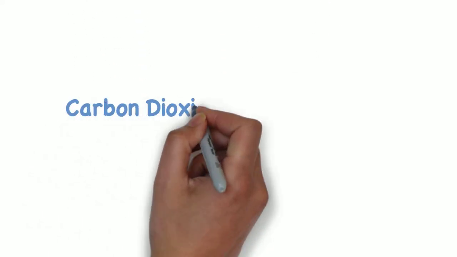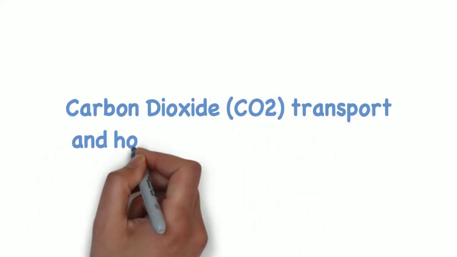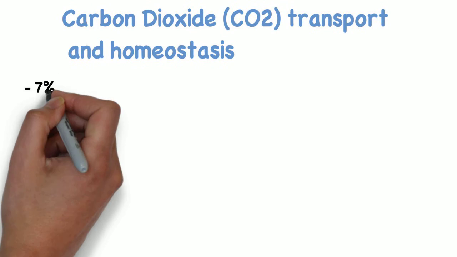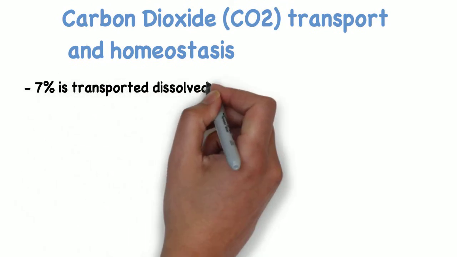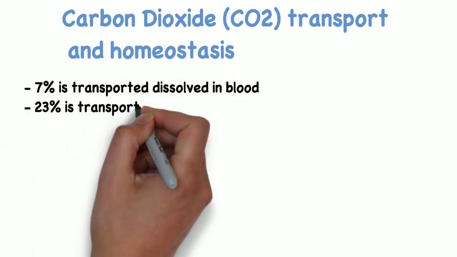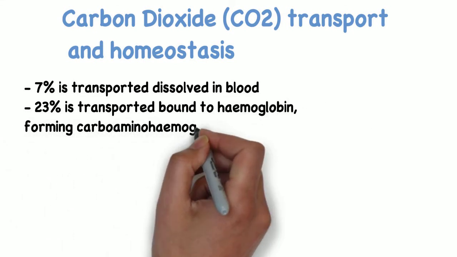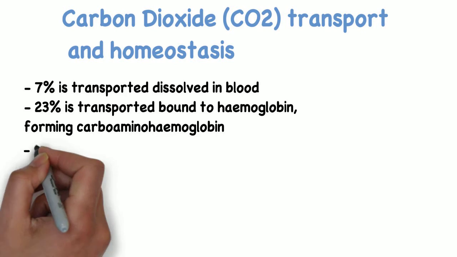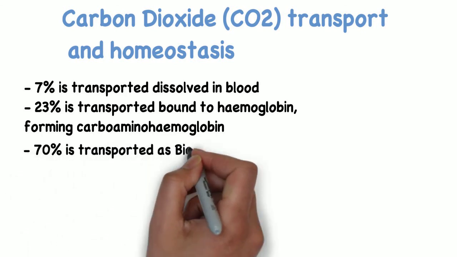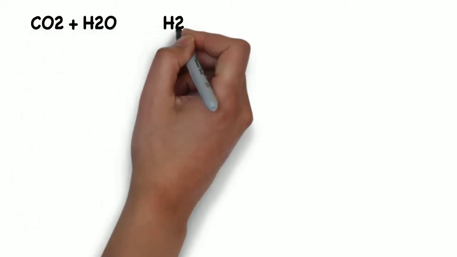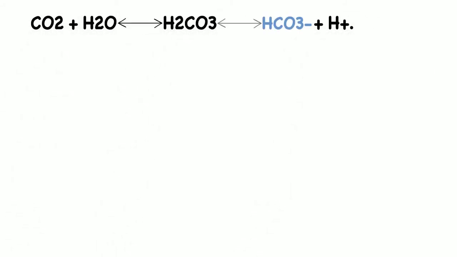Now let's talk about carbon dioxide transport and homeostasis. Carbon dioxide is transported in 3 main ways in the blood. A small amount is transported dissolved in the blood. Some is transported bound to hemoglobin, which makes carboaminohemoglobin. And most of it is transported as bicarbonate ions in the blood. The reaction to form bicarbonate ions is catalyzed by the enzyme carbonic anhydrase inside the red blood cells.